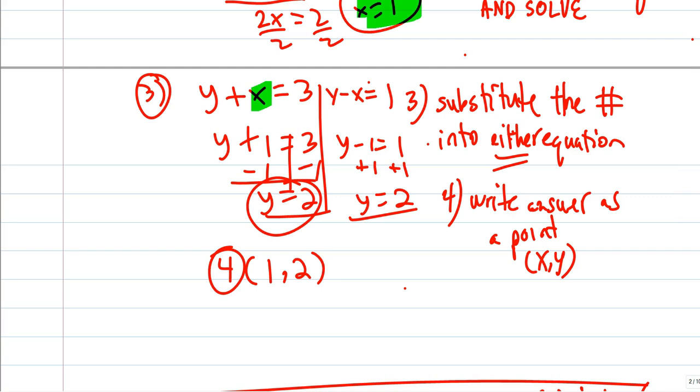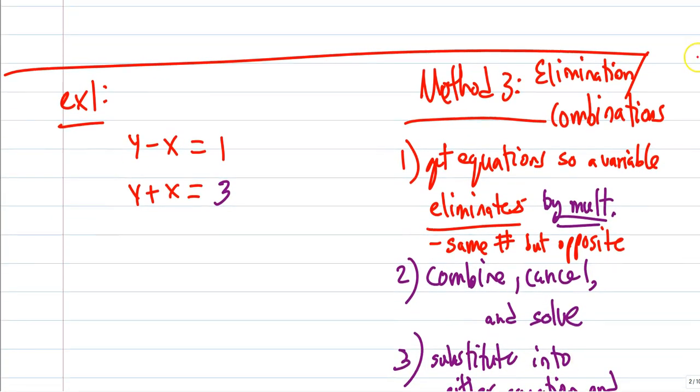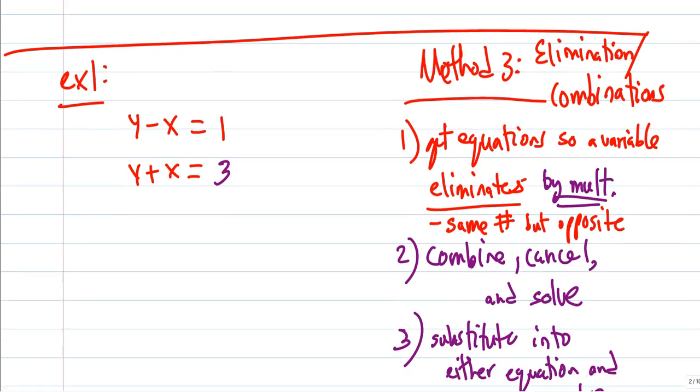Let me show you the last method. Method 3 is called elimination or combinations. This works really well when the variables are set up to eliminate. So we'll look at some later on where they won't eliminate. But this is my first step. Get the equations so a variable eliminates. We do that through multiplication. So write this down. This will save us notes when we get to section 4.3. Okay?